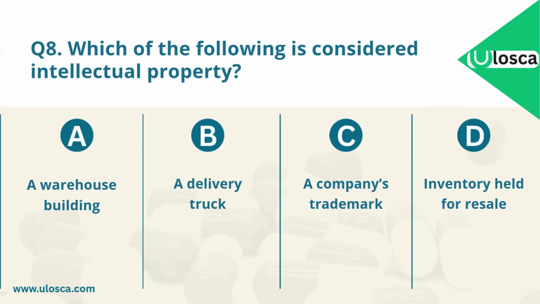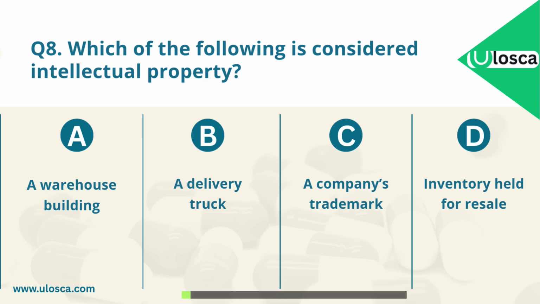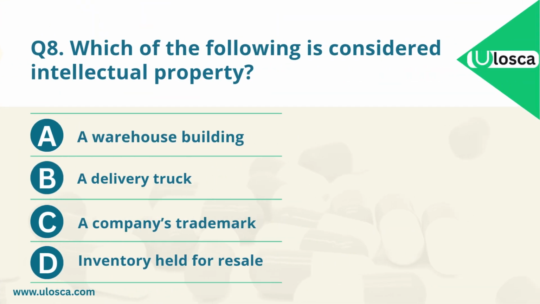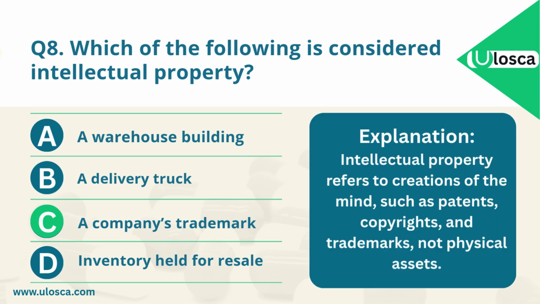Question 8. Which of the following is considered intellectual property? A. A warehouse building. B. A delivery truck. C. A company's trademark. D. Inventory held for resale. Which one is the correct answer? The correct answer is C. A company's trademark. Explanation. Intellectual property refers to creations of the mind, such as patents, copyrights, and trademarks, not physical assets.